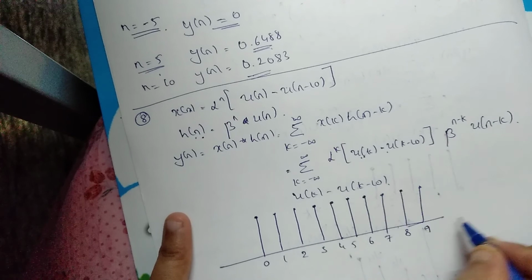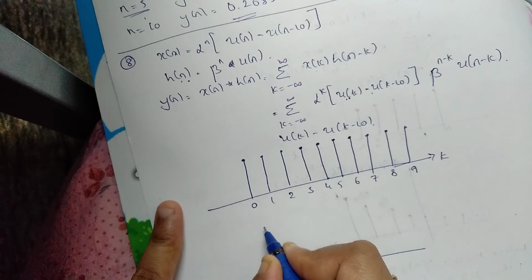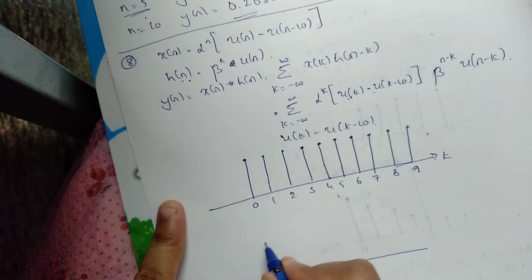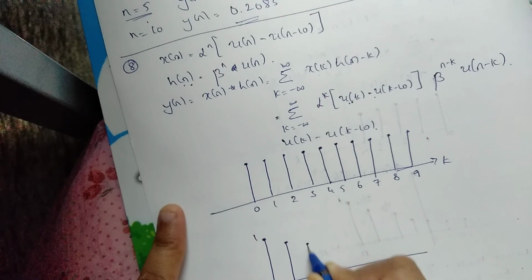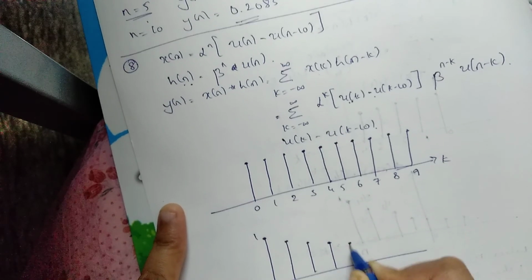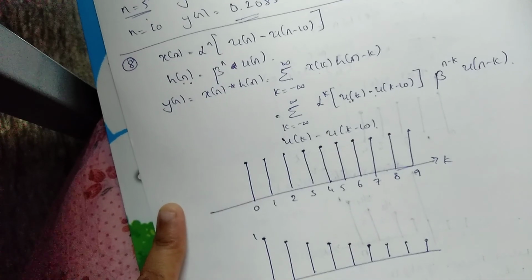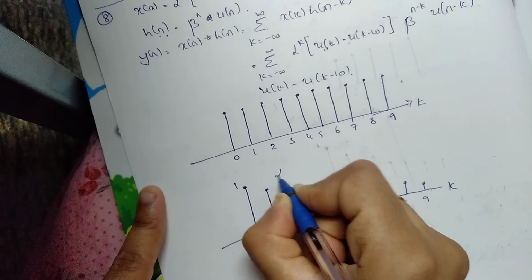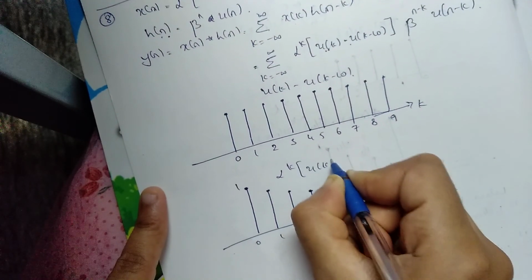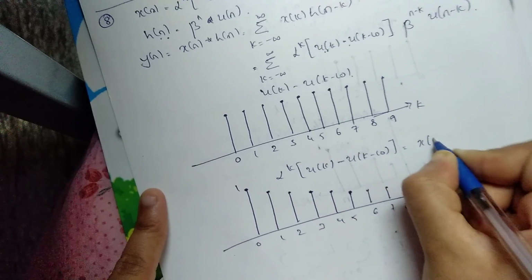So I am multiplying alpha to the power of k to this. So this will be starting from 1 and it will be in decreasing order. The same values of k, but it will be decreasing. So 2, 3, 4, 5, 6, 7, 8 and 9. This is your alpha to the power of k into u of k minus u of k minus 10, which is nothing but x of k.